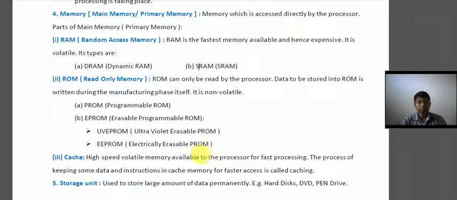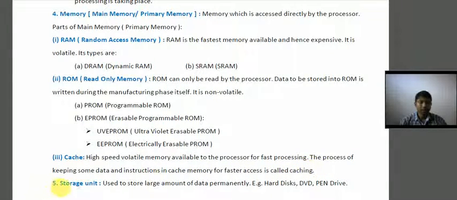Okay. Then next is cache. In RAM there is some memory for cache. So what is the use of cache? It is high-speed volatile memory available to the processor for fast processing. The main motive of the cache is to allow data access for faster processing. The process of keeping some data and instructions in cache for faster access is called caching. So this is known as caching, keeping data for faster processing.